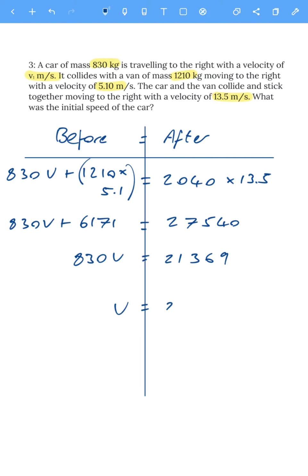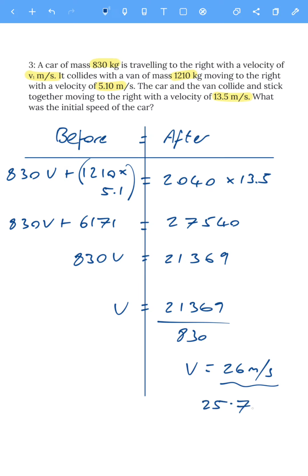Therefore, V would be equal to 21,369 divided by 830. And that gives us an initial velocity of 25.7 or 26 meters per second. Could do three significant figures actually, because that's what's given in the question. 25.7 meters per second. Relatively quick. If you got that, really well done.